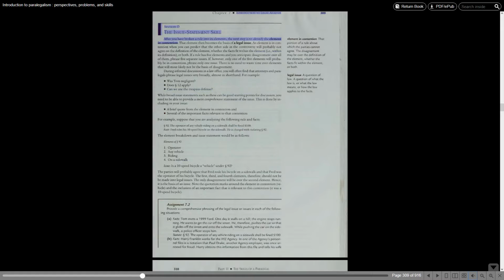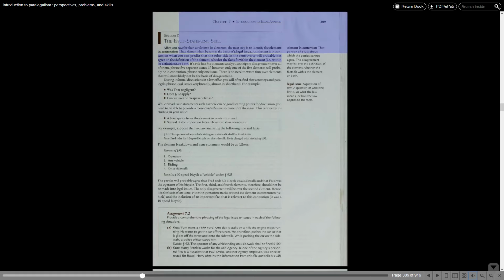Introduction to Legal Analysis 309R Section D. The issue statement skill. After you have broken a rule into its elements, the next step is to identify the element in contention. That element then becomes the basis of a legal issue. An element is in contention when you can predict that the other side in the controversy will probably not agree on the definition of the element, whether the facts fit within the element, i.e., within its definition, or both.